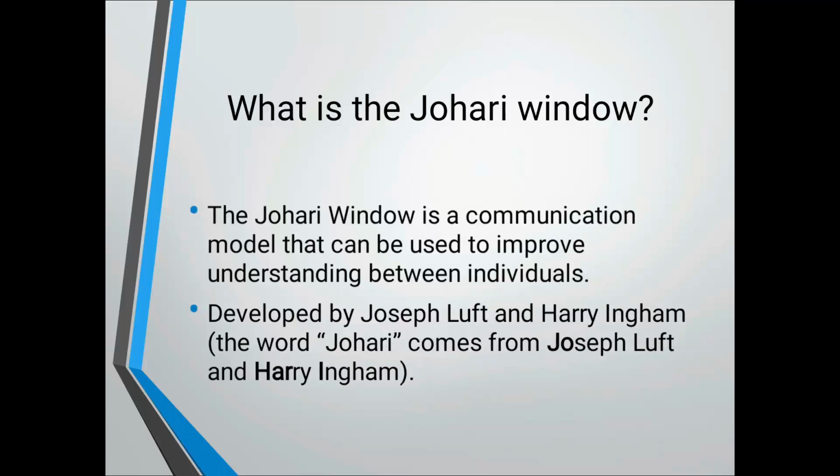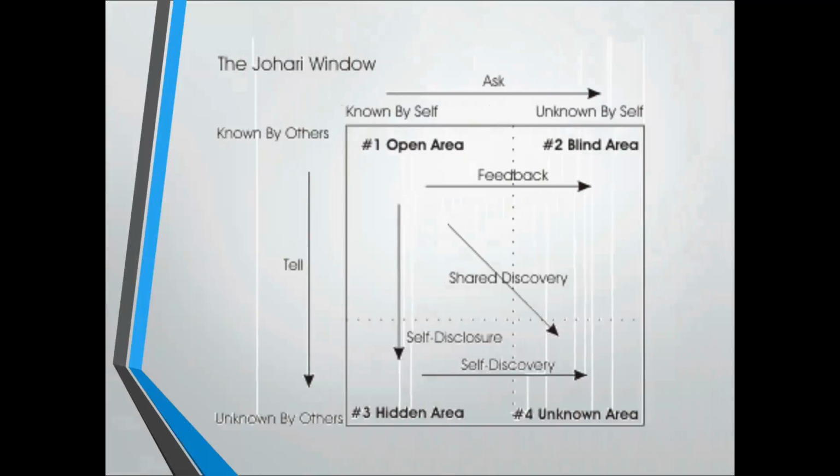Now, this was developed by Joseph Luft and Harry Ingham, and the word Johari comes from their names. If I explain the Johari window, there are basically four spots: open area, blind area, hidden area, and unknown area. Open area is known by others, hidden area is unknown by others, blind area is unknown by self, and the unknown area is basically not known to anyone. It's not known to you, it's not known to others. Let me go step by step to explain it in further detail.